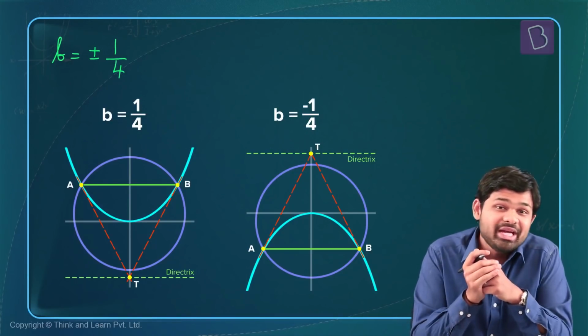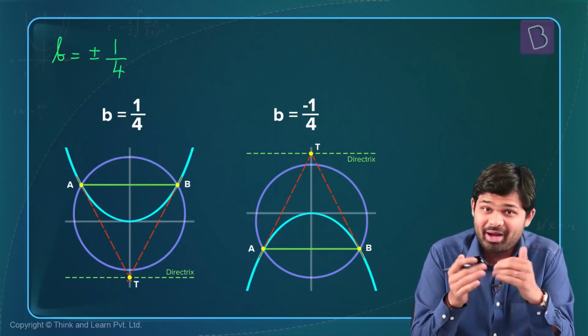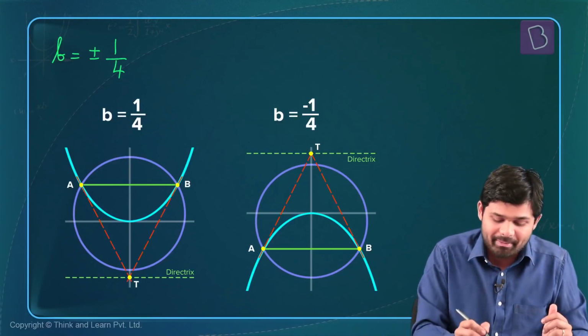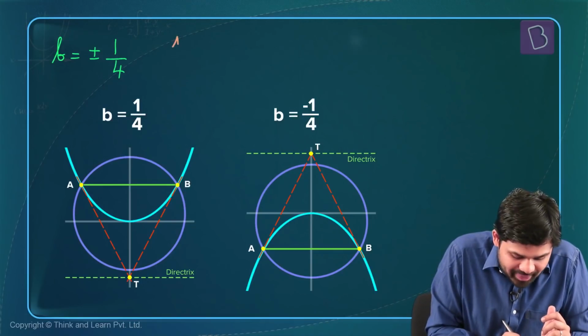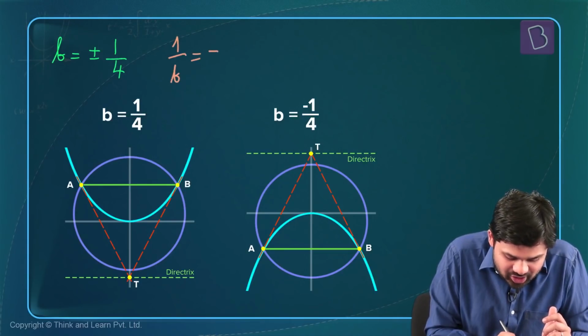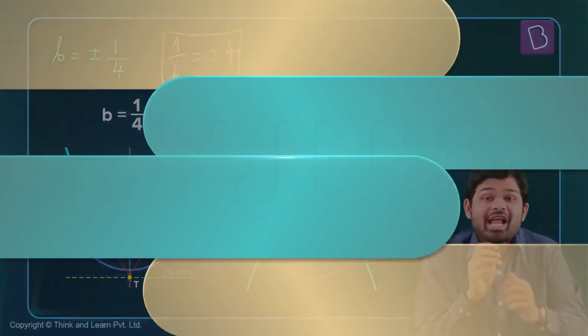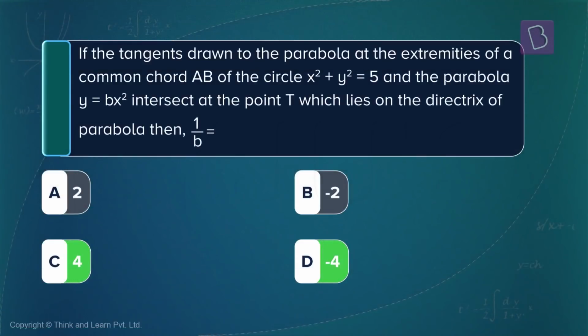I've got the value of b to be equal to plus or minus 1 by 4. The objective of this question was to find out the value of 1 over b. So 1 over b is nothing but plus or minus 4. So whichever option says the value of 1 over b to be equal to plus or minus 4 are the correct answers to this question.